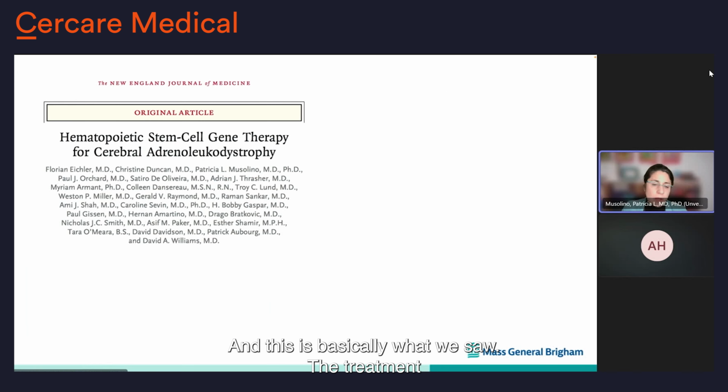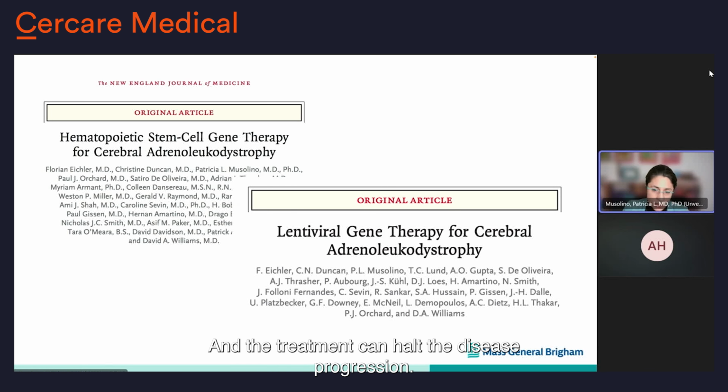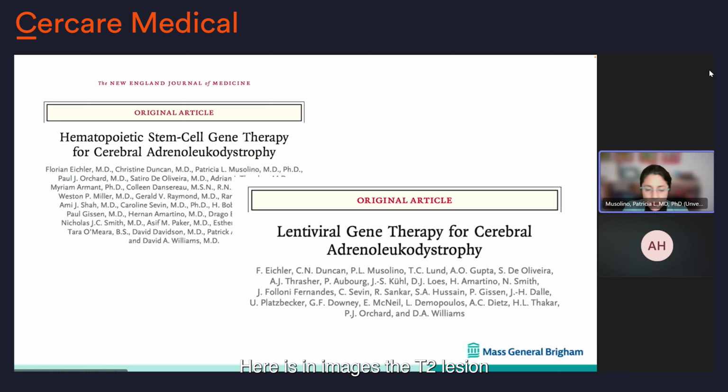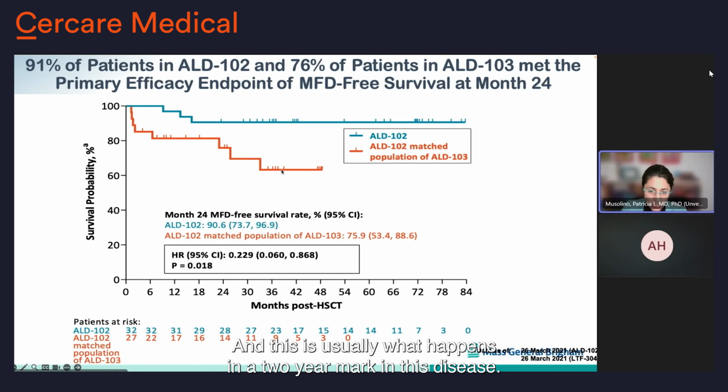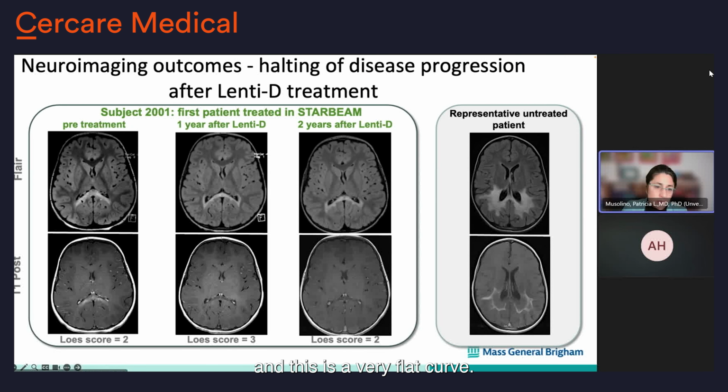The treatment and the natural history are, as we were hoping to see, beneficial, and the treatment can halt the disease progression. Here in images is the T2 lesion, and what would have happened without treatment. And here's the contrast enhancing lesion. You can see very subtle enhancement at baseline, and then the disappearing of that contrast. This is usually what happens at the two-year mark in this disease. This is, in other words, in the lowest scores, and this is a very flat curve. The disease has almost exponential growth in the first 12 months after the diagnosis.